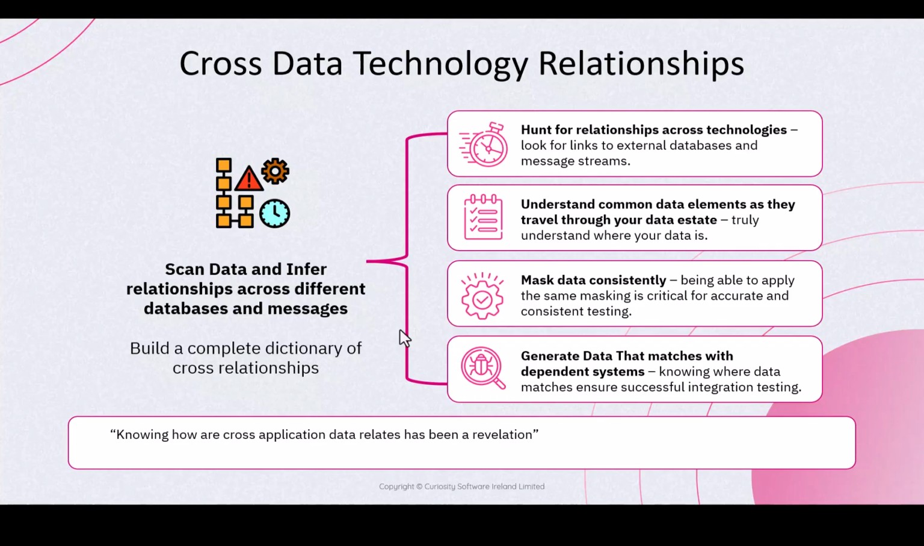You can understand common data elements as they travel through your data estate, so you can truly understand where your data is. This allows you to mask data consistently. Being able to apply the same masking is critical for accurate and consistent testing. And also, when it comes to generating data, you can generate data that matches with dependent systems, as you now fully understand where the cross-data commonality occurs. So let's take a look at how it works.